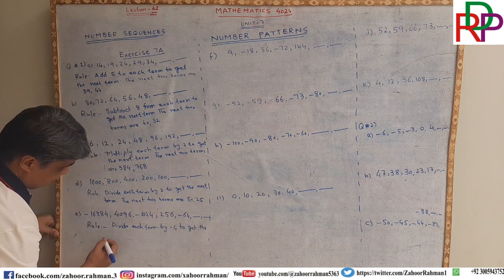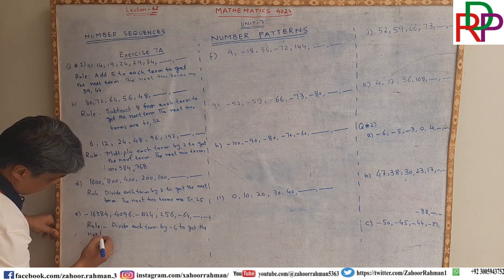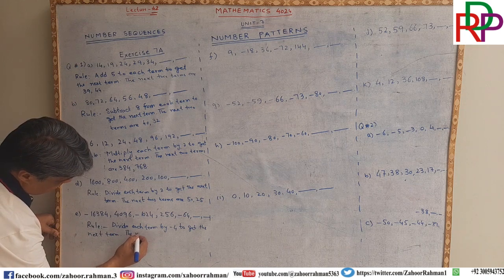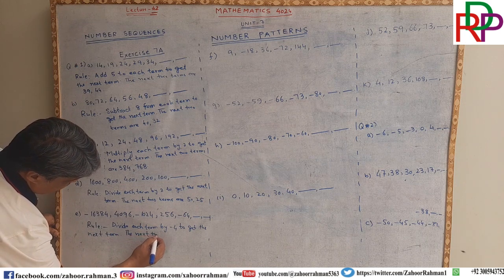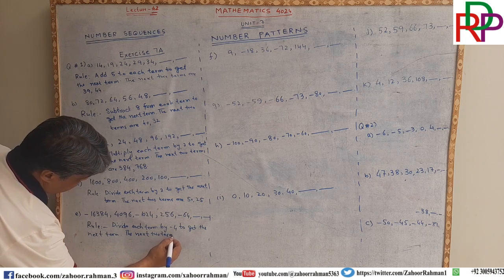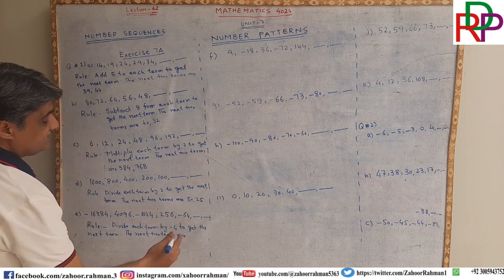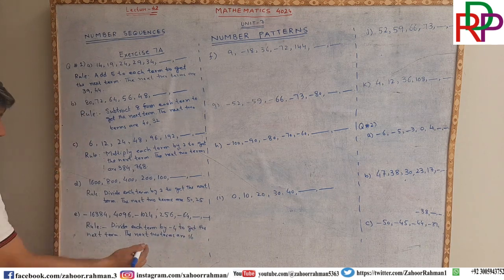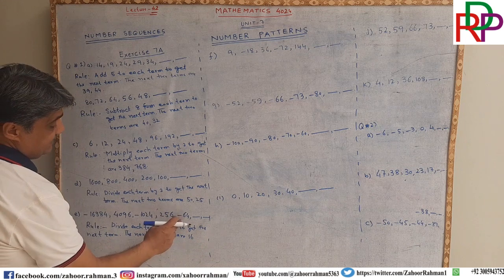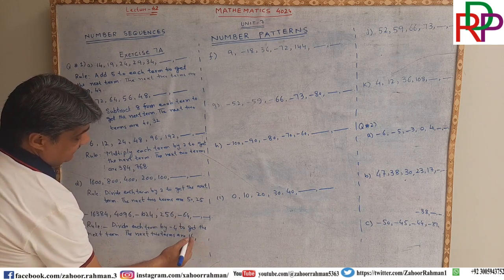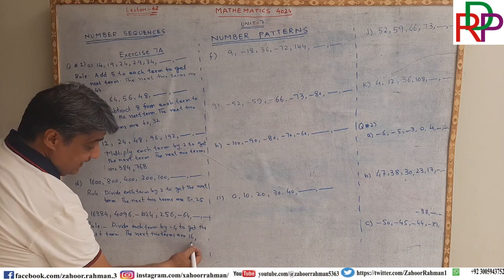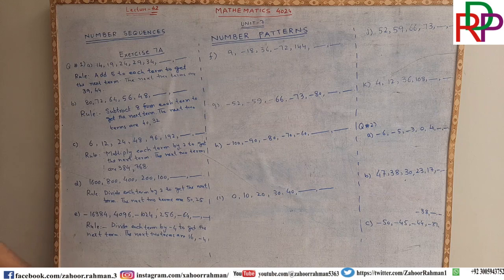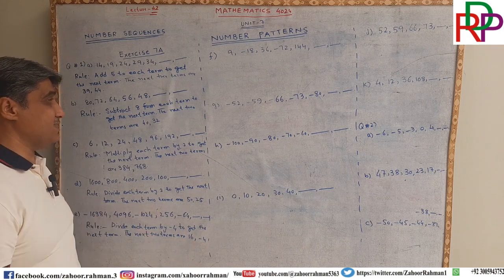To get the next two terms: when we divide this by -4, minus minus will be cancelled. And when we divide this 16 by minus 4, it will be minus 4. So the next two terms are 16 and minus 4.